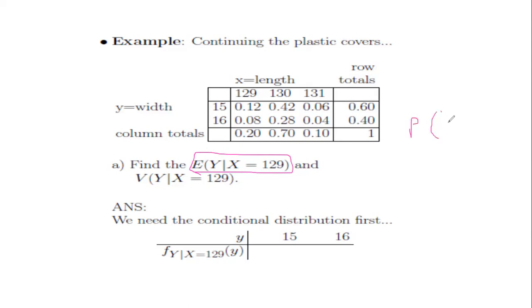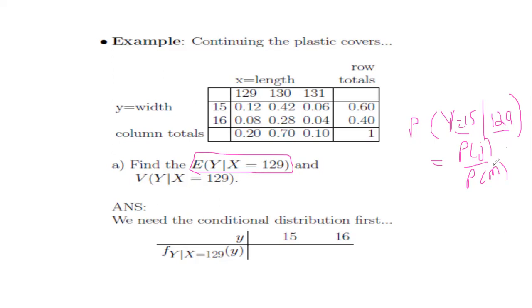What is the probability of y equals 15 given x equals 129? What's this probability? Conditional probability, not the joint. That's the joint probability which you are talking about. The conditional probability is calculated from the formula: the joint divided by the marginal. In this case, what is the joint? Yeah, 0.12 divided by the marginal of what? 129. That's 0.2. So it becomes 0.12 divided by 0.2.